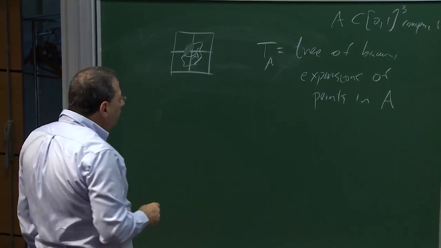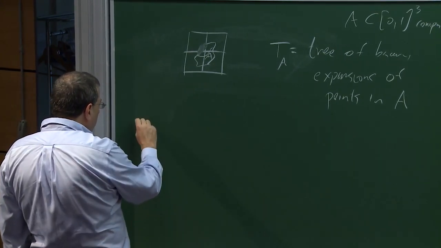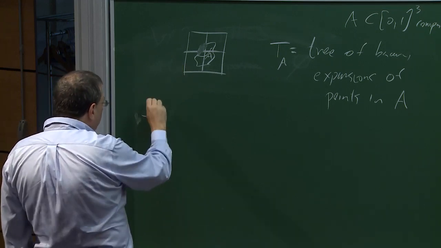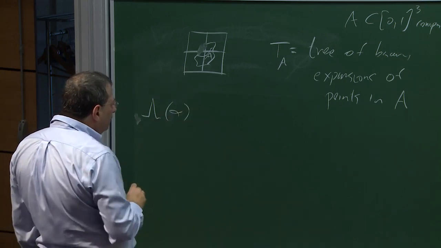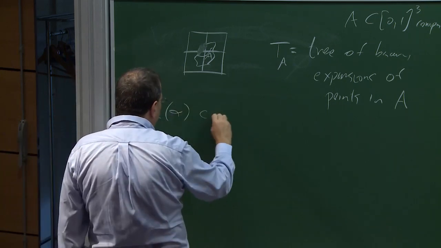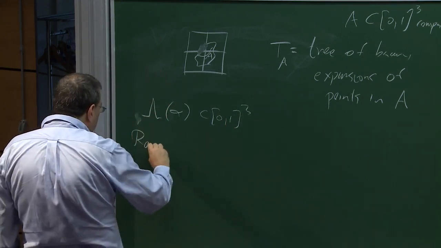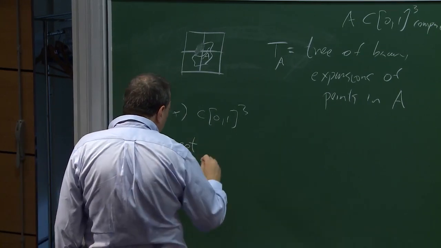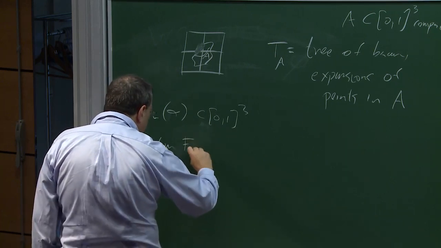And then once you're in this form, Lyons' theorem can be extended. So now I'm going to look at a random set. Let's call it Lambda of alpha. This will be inside the cube. This will be a random set obtained by, or I'll call it a random fractal or fractal percolation.